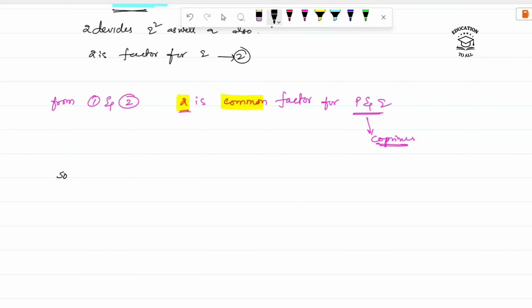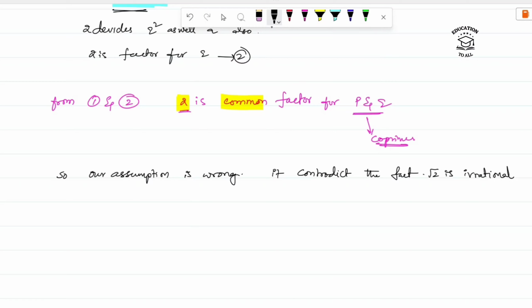So our assumption is wrong. It contradicts the fact. Root 2 is irrational. So we can conclude that therefore root 2 is irrational.